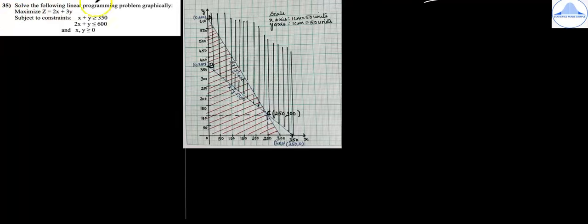Thirty-fifth question, solve the following linear programming problem graphically. Maximize z equal to 2x plus 3y subject to the constraints x plus y greater than or equal to 350, 2x plus y less than or equal to 600, and x comma y is greater than or equal to 0. So step 1 is we convert inequalities to equalities.